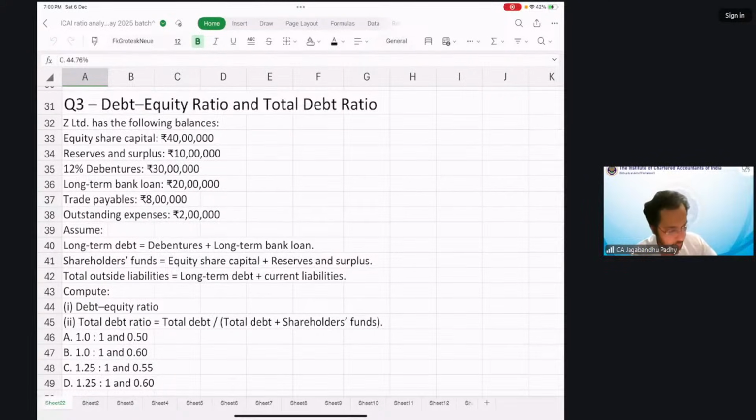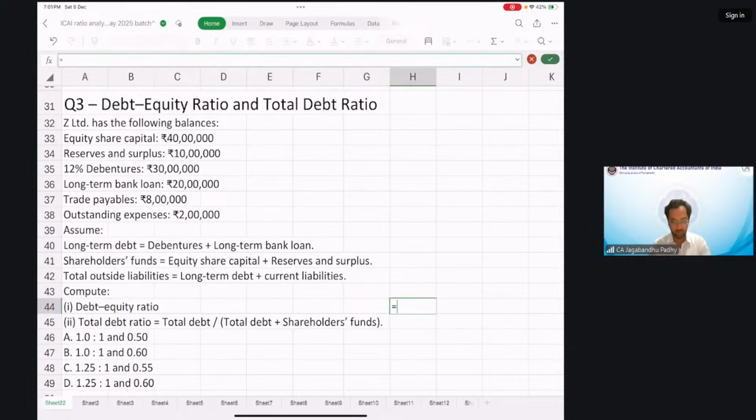So Z Limited has the following balances: equity share capital 40 lakh, reserves and surplus 10 lakh, 12% debentures, long-term bank loan of 20 lakhs, trade payables is 8 lakh, outstanding expenses is 2 lakh. Assume long-term debt is equal to debentures plus long-term bank loan, shareholders funds is given, long-term liability is given. What will be the debt equity ratio, guys?